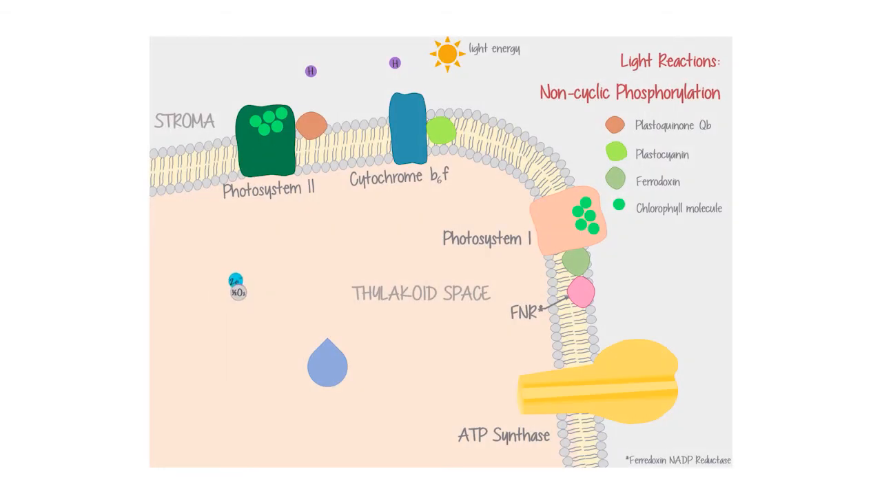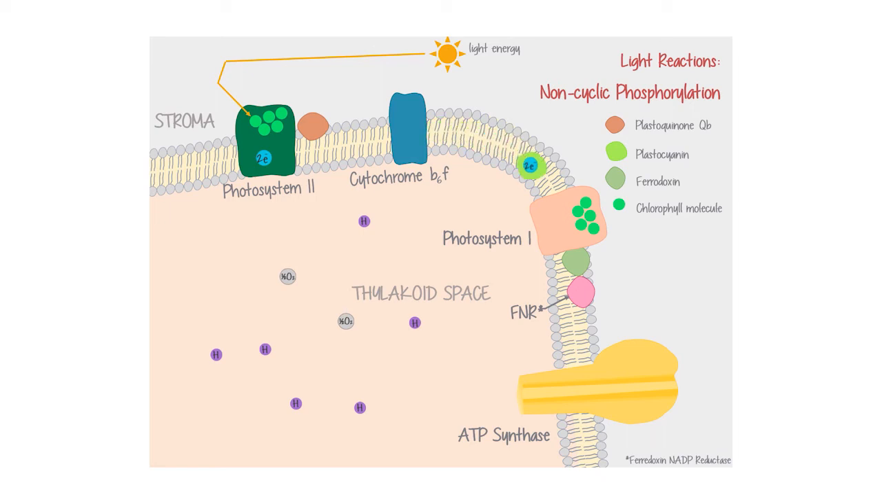The process starts with two electrons derived from the splitting of water, and that supplies the electrons to photosystem 2. Then, light energy in the form of photons is absorbed by the chlorophyll molecules. This then excites the electrons in photosystem 2. The excited electrons are then carried by the mobile carrier plastoquinone QB to cytochrome b6f. Having lost two electrons, photosystem 2 acquires two new electrons through the splitting of water molecules.